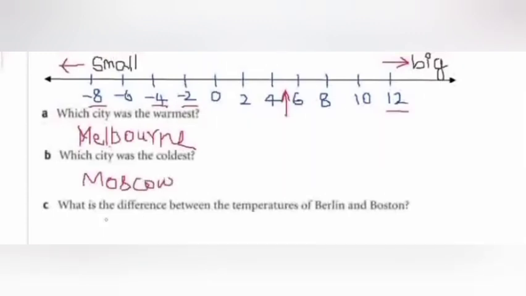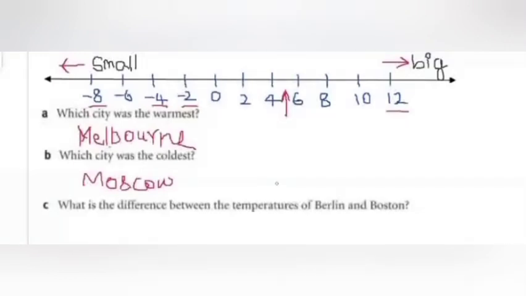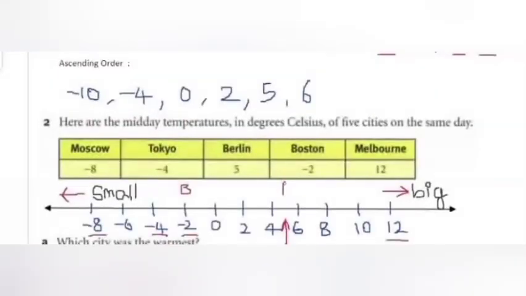And what is the difference between the temperatures of Berlin and Boston? So where is Berlin? Berlin is 5, so Berlin is 5 here, and Boston is -2 here. From here, I'm going to make a count, a counting of units.